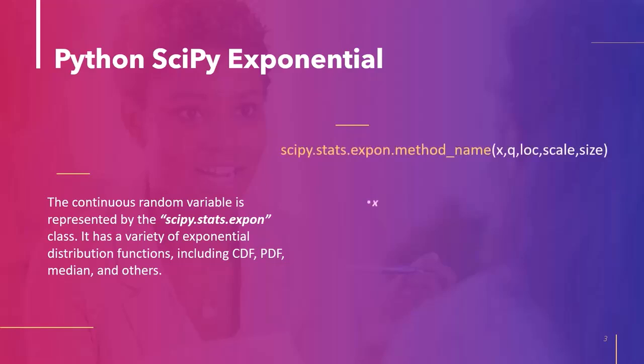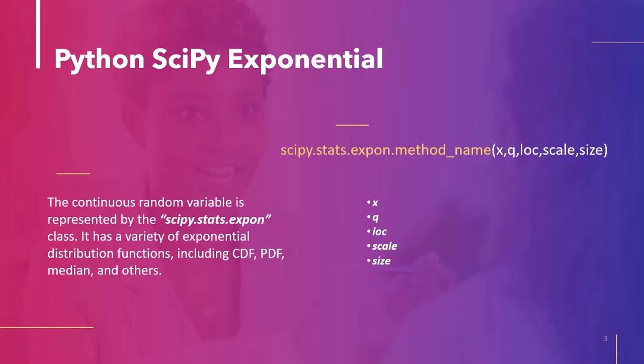scipy.stats.expon.method name, where parameter x is used to specify the random variable. q represents the probabilities. loc is used to specify the mean. By default its value is 0. scale is used to specify the standard deviation. By default its value is 1. size is used to specify the output shape.